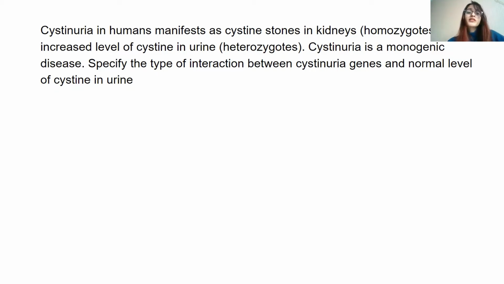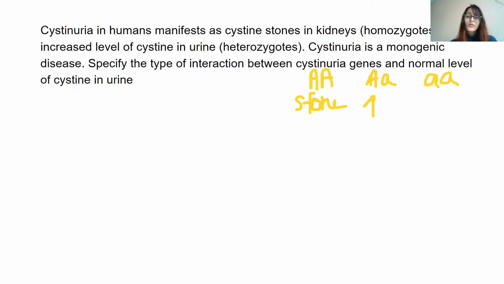And so what is this interaction? Obviously they are saying if it is a homozygous state, there is formation of stone. However, if it is a heterozygous state, there is only an increased amount of cystine, but not as much to precipitate a stone.